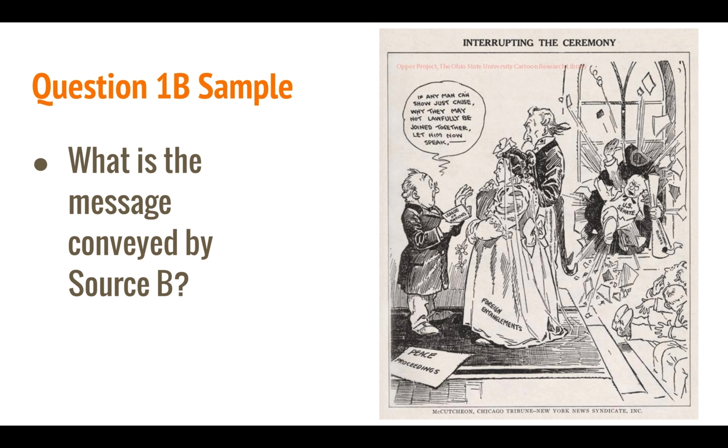Next up, let's look at our question 1B sample. So this one is based on the image we said. So we've got a question, what is the message conveyed by source B? So immediately what you should do is look at this source B and try to pull out elements of the picture that you recognize. Who is getting married in this image? Who's busting through the window? Try to read what each of the little captions on the people say. And then use that information to build your overall answer.